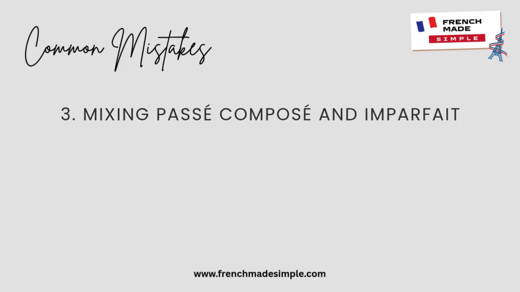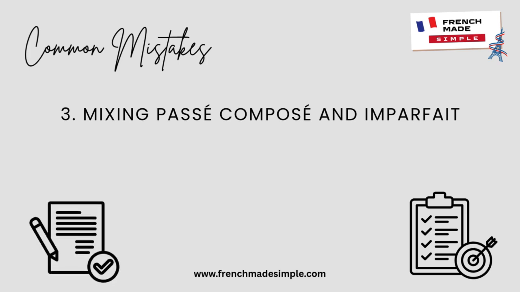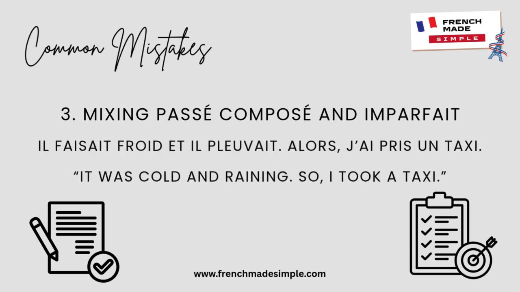Mistake number 3. Mixing passé composé and imparfait. This one's really common. Using the wrong tense when telling a story. Use passé composé for things that happened, completed actions. Use imparfait for descriptions, feelings, or things that were happening over time. For example, il faisait froid et il pleuvait. Alors, j'ai pris un taxi. It was cold and raining, so I took a taxi.